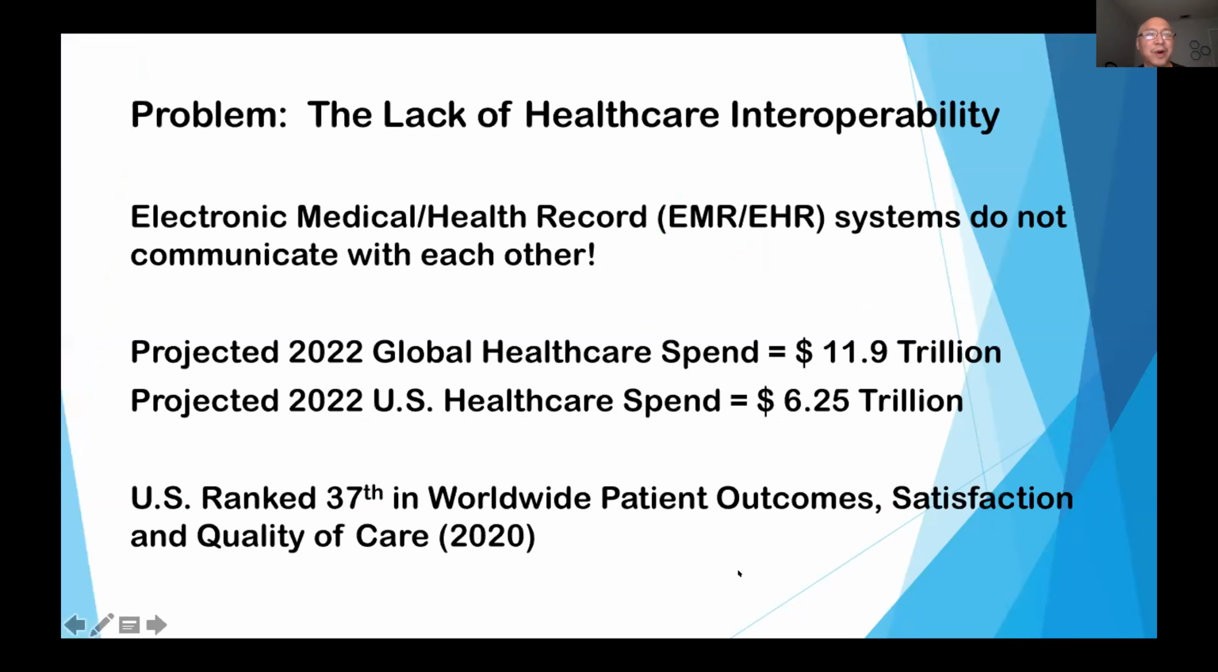So what's the major problem that we currently have in healthcare? It's actually the lack of healthcare interoperability. Electronic medical record systems do not communicate with each other. The US contributes greater than 50% of the global healthcare spend, yet we are ranked 37th in the world when it comes to patient outcome satisfaction and quality of care. The reason being is we have not tackled the healthcare interoperability problem as other countries have done.